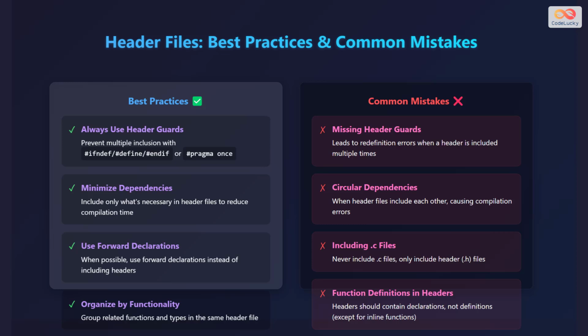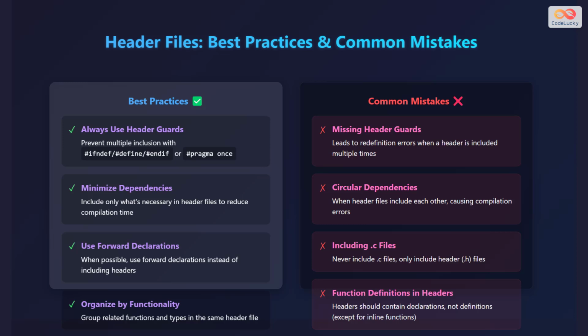Let's discuss some best practices to follow when working with header files in C. Always use header guards to prevent multiple inclusion of the same header file, which can lead to compilation errors. Minimize dependencies by including only what is necessary in header files to reduce compilation time. Use forward declarations instead of including entire header files whenever possible. Organize functions and types by functionality, grouping related functions and types in the same header file for better code organization.